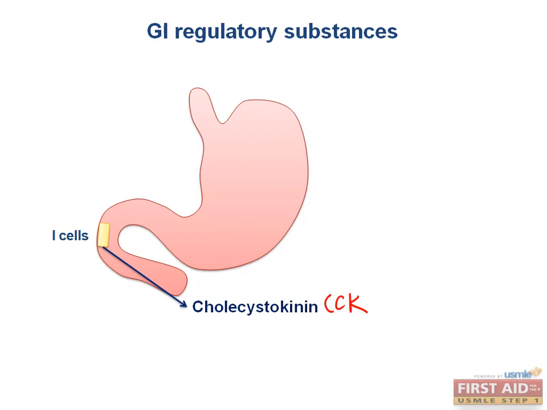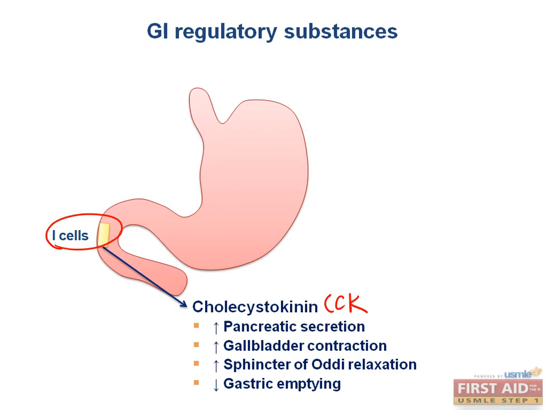Cholecystokinin, or CCK, is the next hormone that we'll talk about, and it too helps with the digestion of food. It is produced in the duodenum and jejunum by I cells. It increases both pancreatic secretion and gallbladder contraction, and it relaxes the usually contracted muscles of the sphincter of Oddi to allow these secretions to pass into the duodenum. CCK also reduces gastric emptying. Fatty acids and amino acids trigger the release of CCK, and it does act via neural muscarinic pathways to cause pancreatic secretion.